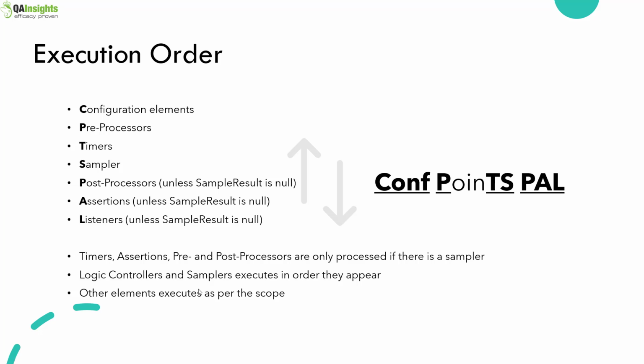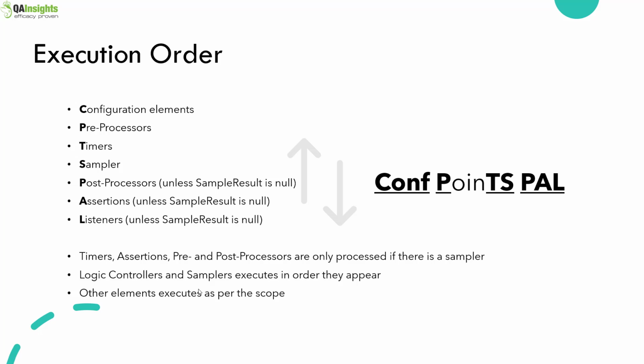If you see the timers, assertions, pre and post processors, they are processed only if there is a sampler. On the contrary, logic controllers and samplers execute in the order they appear. So there might be n number of logic controllers and samplers in your test plan. JMeter decides the order in which they appear, then it will execute that. And other types of elements execute as per the scope.